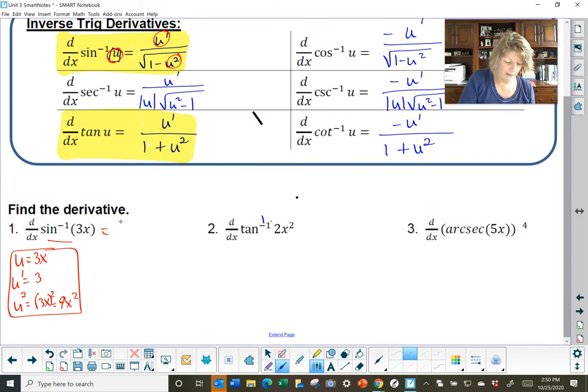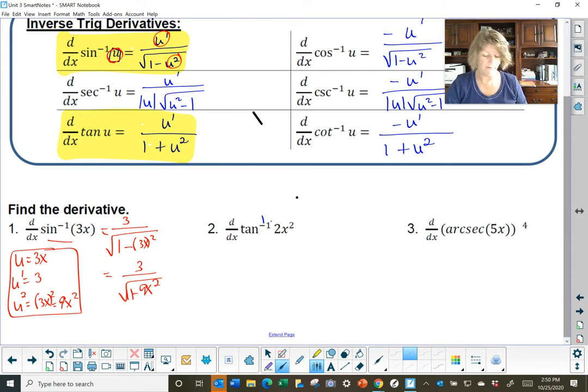All right, u prime, 3, over square root of 1 minus u squared gives me 3 over square root of 1 minus 9x squared. Oh, the 1 didn't show up. There we go. 1 minus.